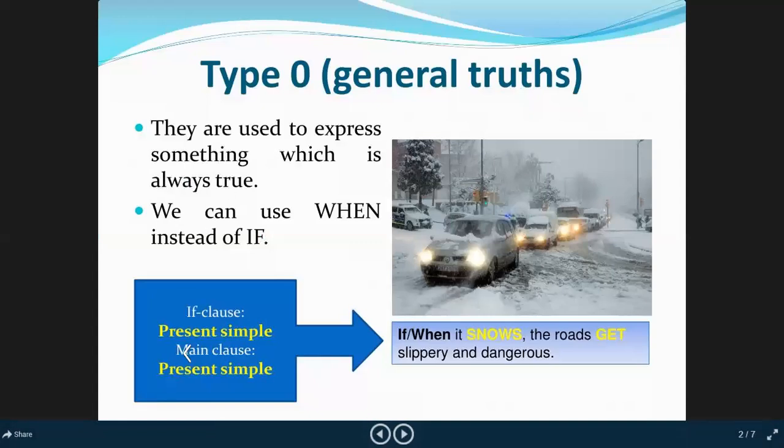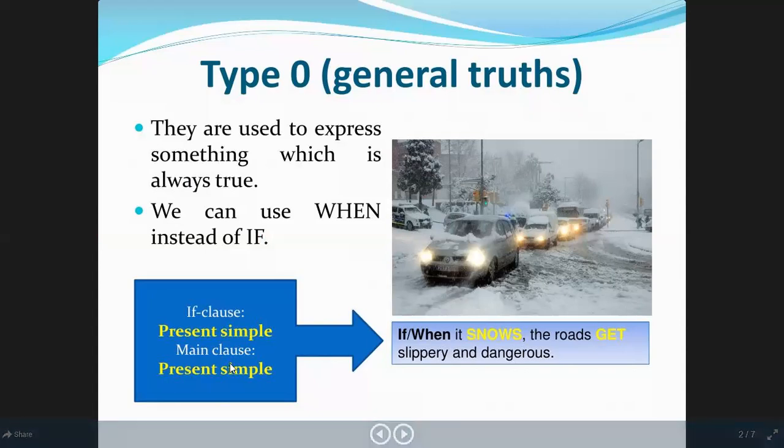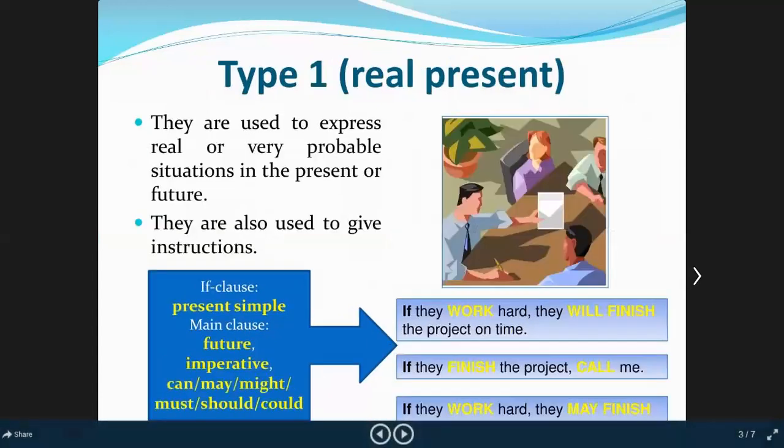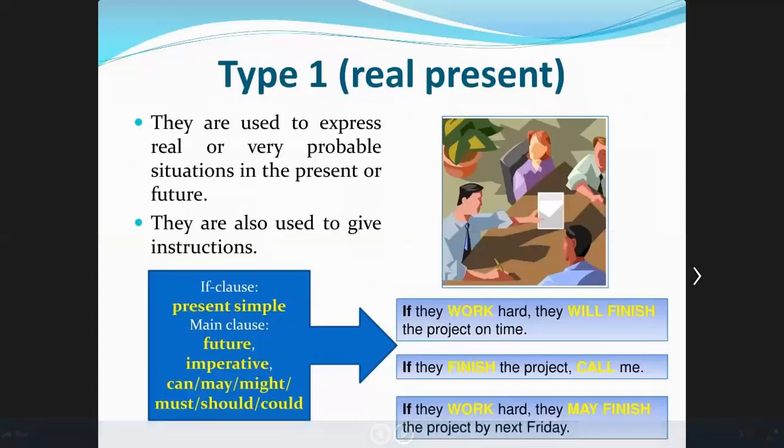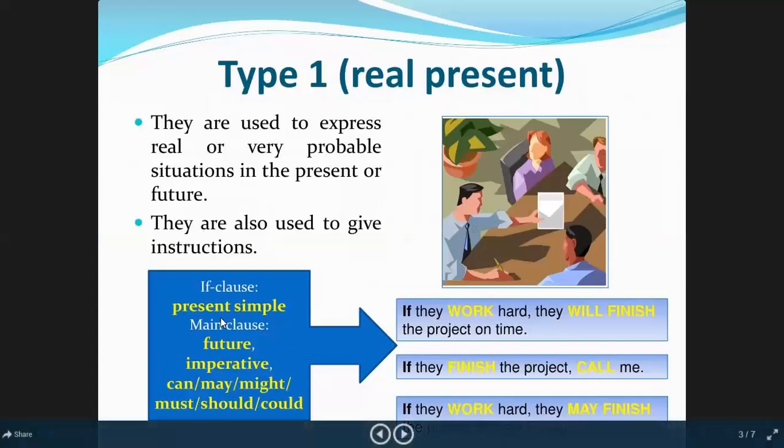What comes in type 0? If clause and present simple. And what is there in the main clause? There is the present simple. So this is the structure of the type 0 conditional sentence. Now just move to type 1. What is the formation here? We find present simple, and obviously there is if as well. Then in the main clause, there may be future tense, there may be an imperative type of sentence, and the use of modals, and examples are given here.